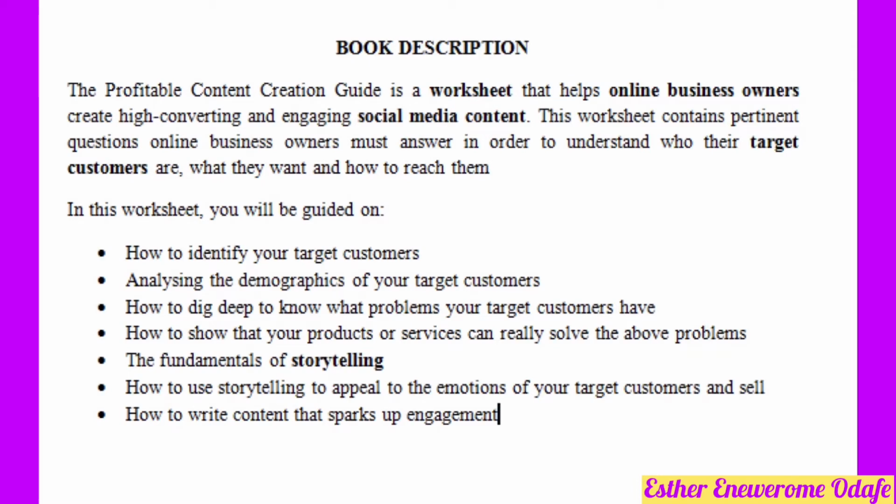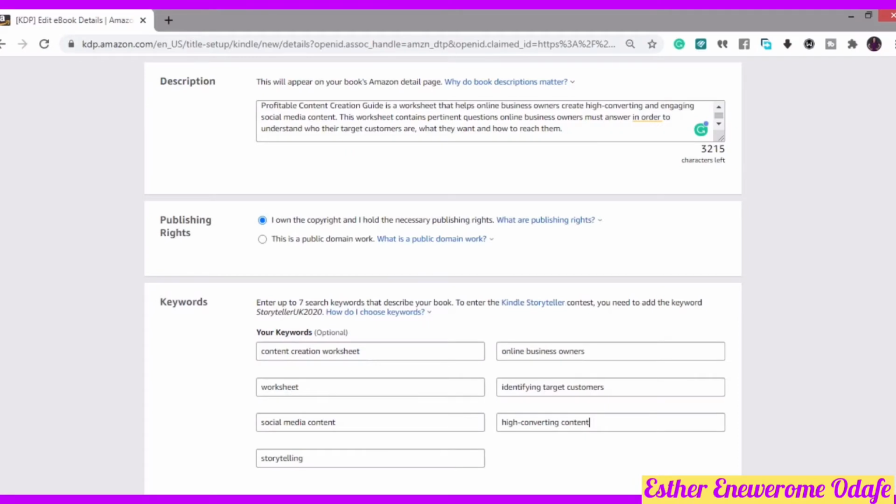The first paragraph should be like a summary of what your book is about, and then you list out the benefits of what whoever buys your book stands to gain. Now that we filled out the description, we filled out the keywords. As you can see here, the keywords were gotten from this particular book description. Each word you see here in bold is what I used for my keywords. And now that I have publishing rights, we can go on to the next stage.